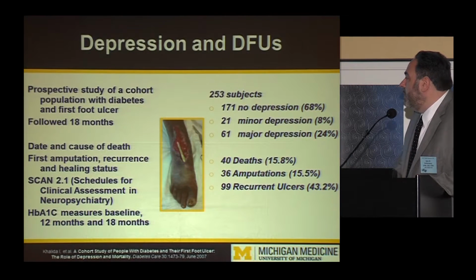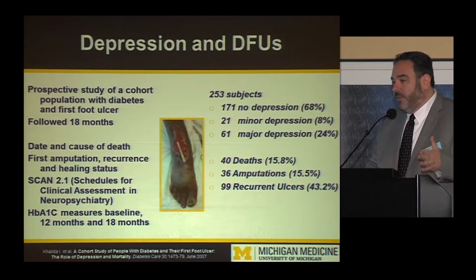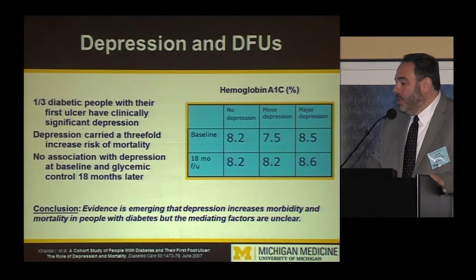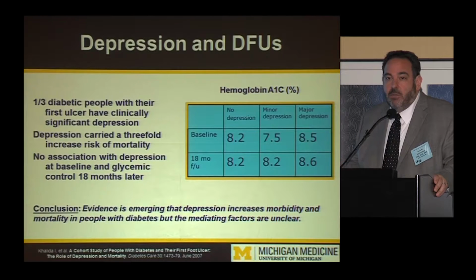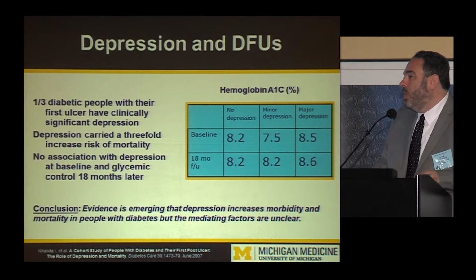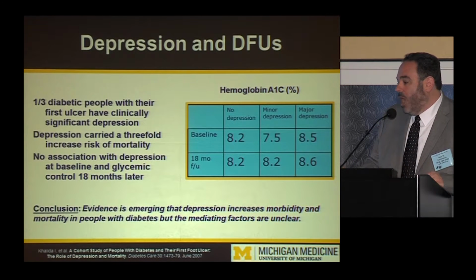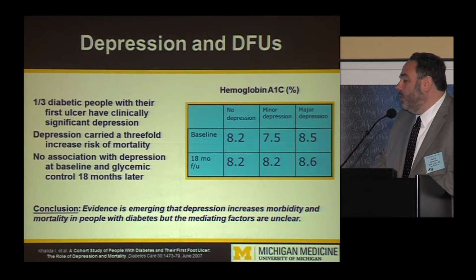And over that 18-month period of time, we see statistics similar in the DFU world, about 15% mortality, high rate of recurrence as well. So again, what did they conclude? 1/3 of our patients screen positive for depression when they develop a diabetic foot ulcer. And that's a 3-fold increase in mortality among those patients. The interesting part, again, is we cannot blame glycemic control for poor outcomes. So there was no association between depression and hemoglobin A1C.